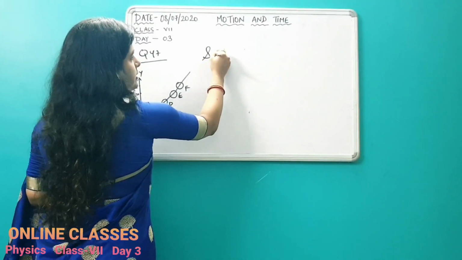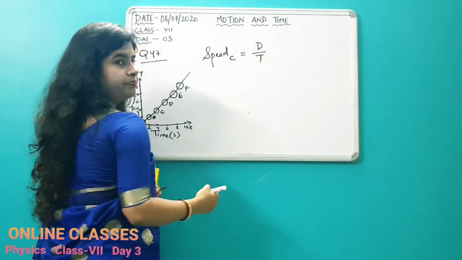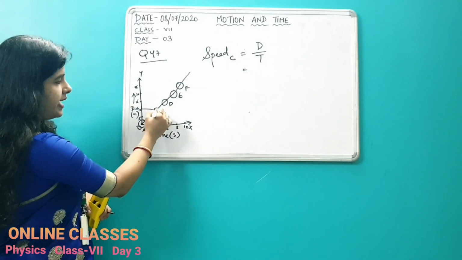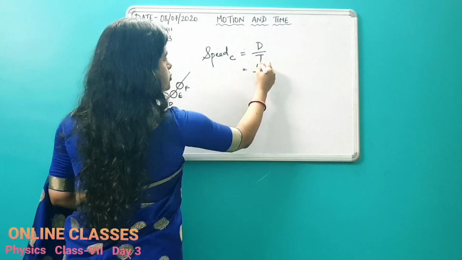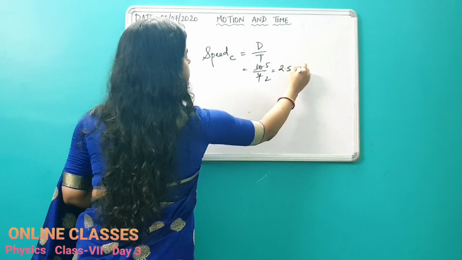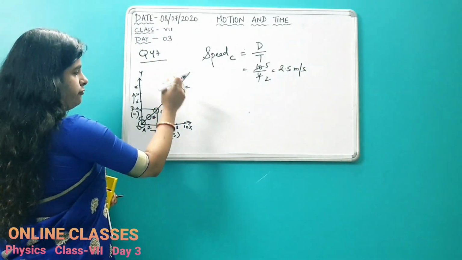So speed of the vehicle at point C is, speed is distance by time. So your distance covered at point C is this, 10 meter, and time is 4. So 10 by 4, that comes to 2.5 meter per second. Another point, let me take F.